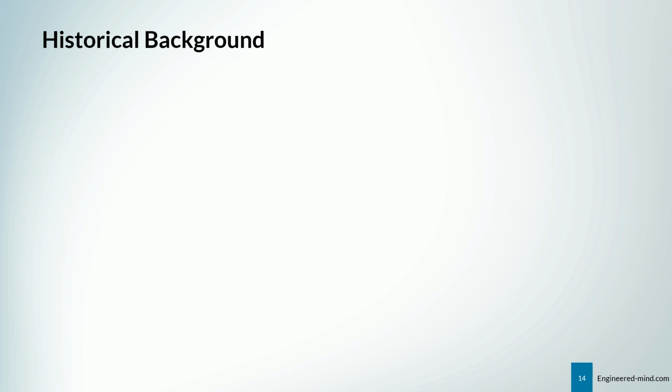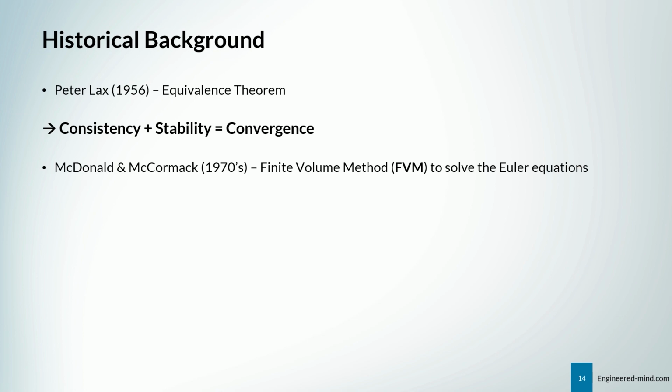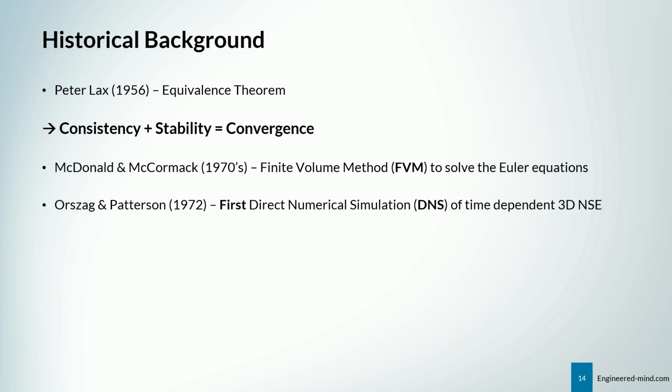Some other historical background information. In 1956, Peter Lax defined the so-called equivalence theorem. Don't worry too much if you don't know what consistency and stability as well as convergence mean here. We'll cover that in a separate video talking about numerics. In the 1970s, we have MacDonald and MacCormack, who invented, so to speak, the finite volume method to solve the Euler equations. And then in 1972, Orszag and Patterson did the first direct numerical simulation, short DNS, of the time-dependent 3D Navier-Stokes equations. Quick side info as well: this DNS simulation by Orszag and Patterson was carried out on a 32 by 32 by 32 grid, and they used a so-called pseudo-spectral method.